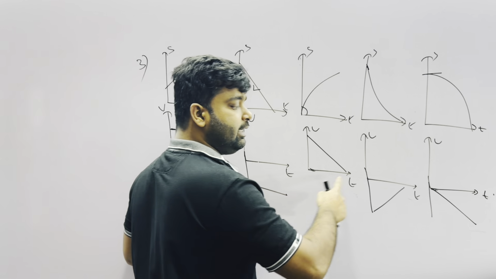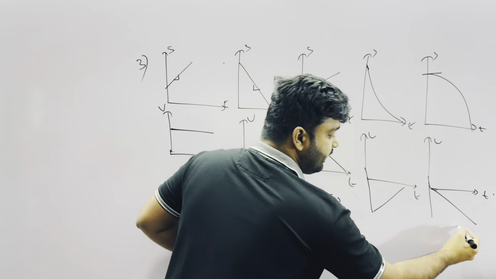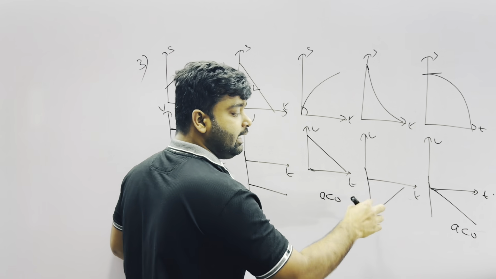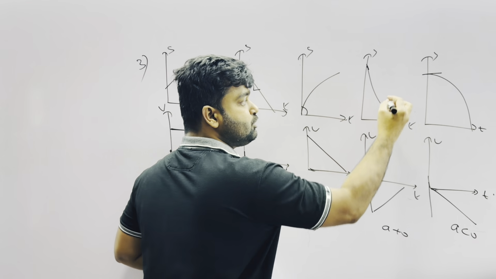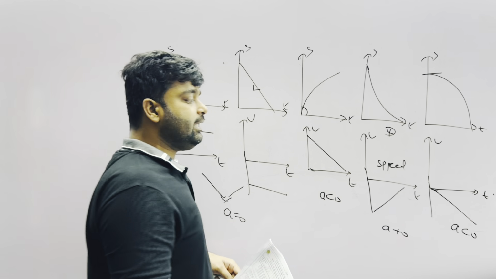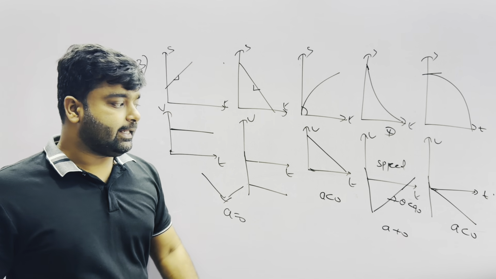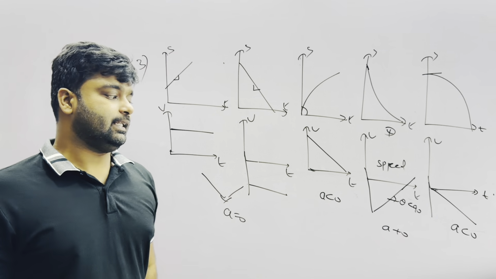In the third figure and the fifth figure, accelerations are minus. The gradients are negative, therefore accelerations are minus. In the fourth figure, acceleration is plus. Therefore, the answer is the fourth one. Here the speed is decreasing, but in minus. The speed decreases in minus, therefore it is acceleration. We can get it from the gradient also. The angle is acute, therefore gradient is plus, therefore it is acceleration.